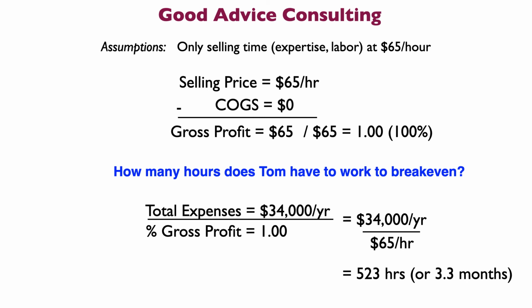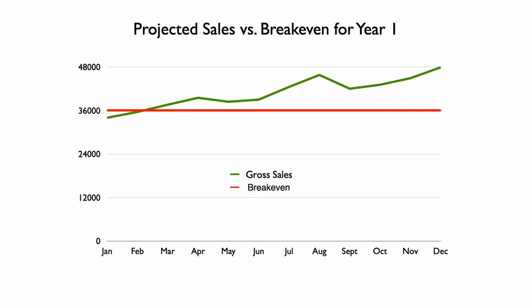That $34,000 may include everything he wants. It may just be the overhead of his business. But he now knows how to calculate how many hours he has to work to be happy. When you calculate your break-even number for your business, it may be useful to actually put it on a graph. That's the red line. You calculate what your break-even should be for the year, and then the green line is your actual sales as they happen throughout the year. And you can track how you're doing compared to break-even.